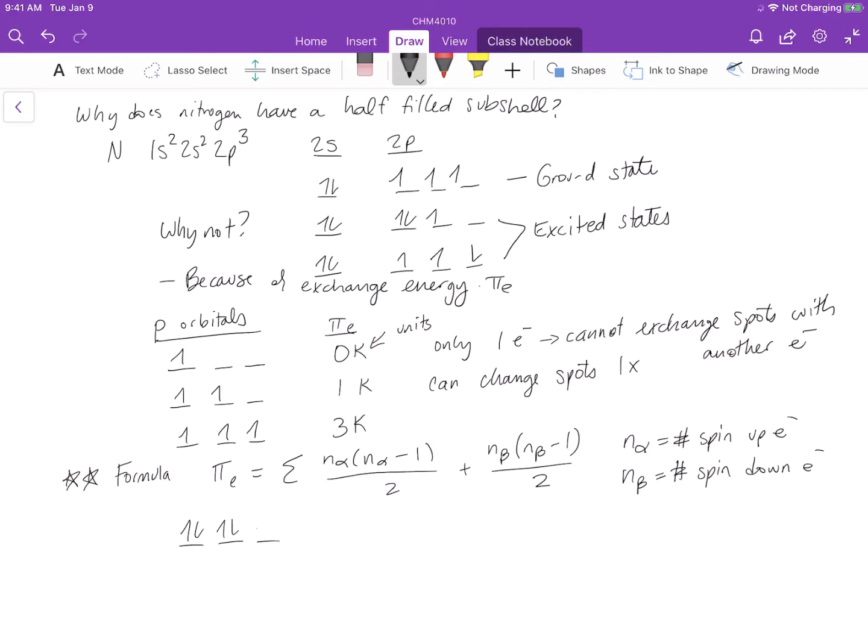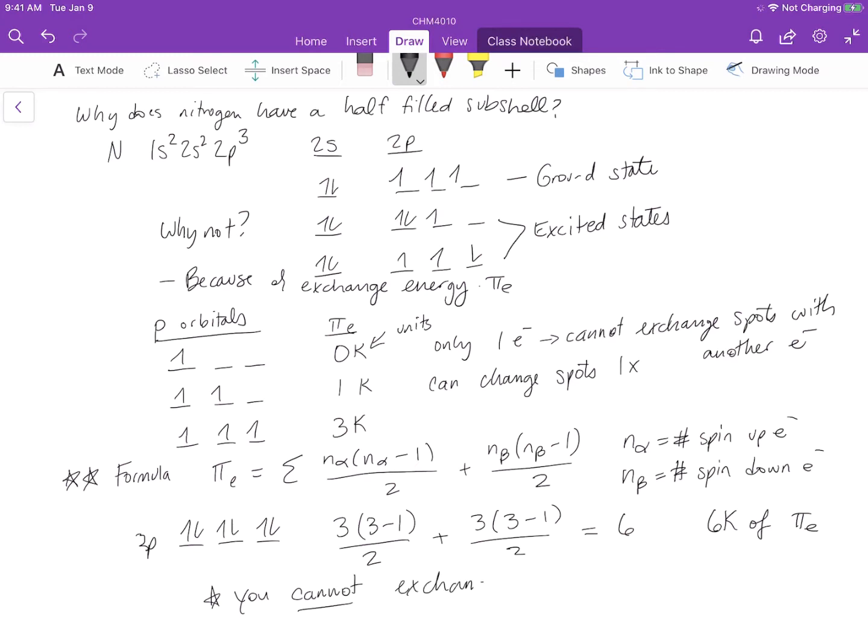So if we look at, for example, 6 electrons in our 2p orbital, our spin up we have 3, so 3 times 3 minus 1 over 2 plus 3 spin down times 3 minus 1 divided by 2 equals 6. So we have 6K of exchange energy in this case. Really important to note, you cannot exchange spin up with spin down because it takes energy to flip the spin of an electron.